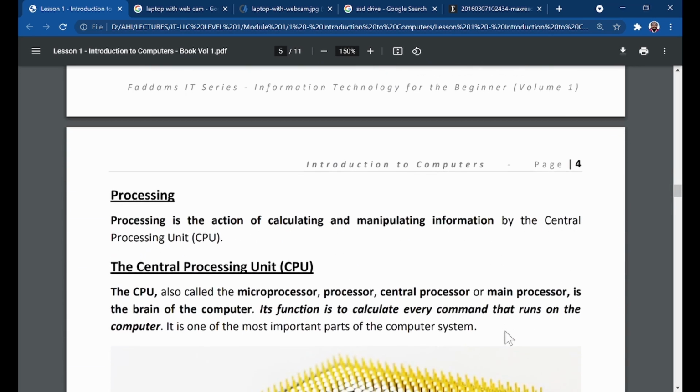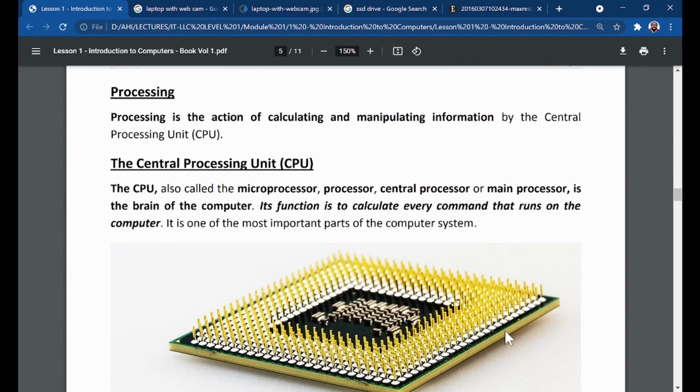All right, let's look at processing. Processing is the action of calculating and manipulating information by the CPU. The CPU is also called a microprocessor. The CPU is also called what? The microprocessor, the processor, central processor, or main processor. And it is the brain of the computer. When we say it's the brain of the computer, we mean it is the thinking part or the calculation part.